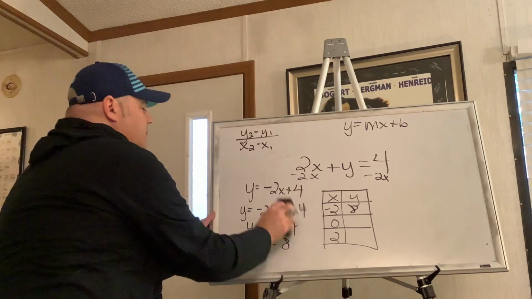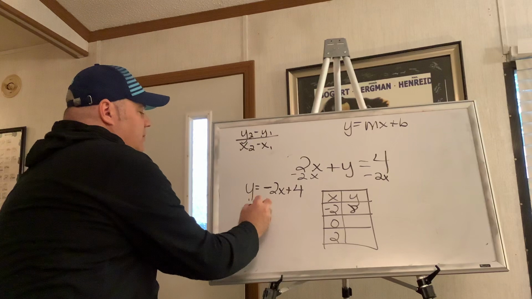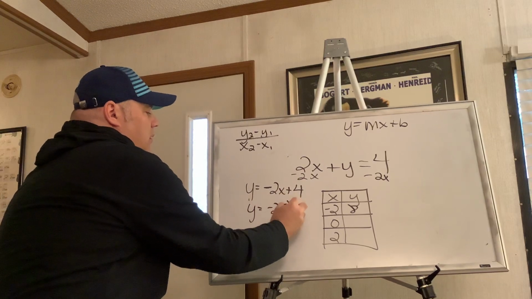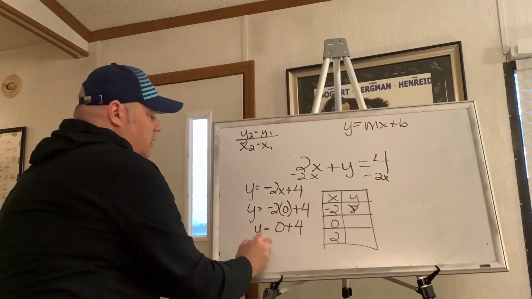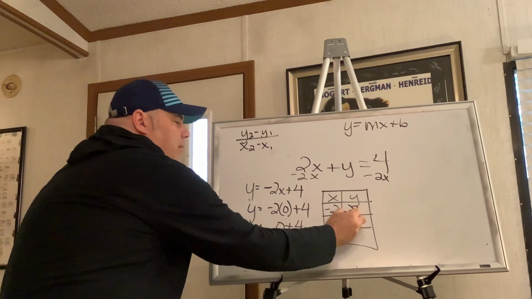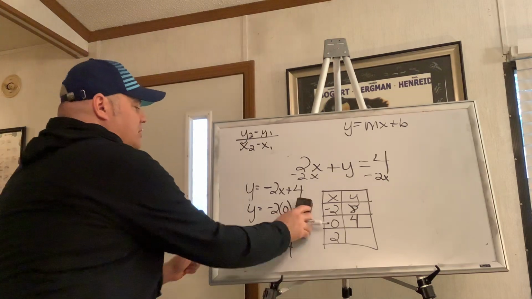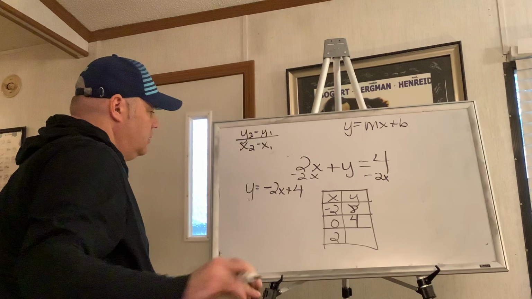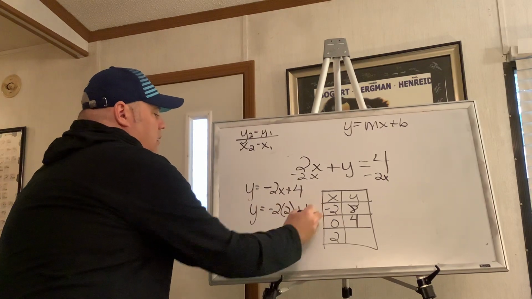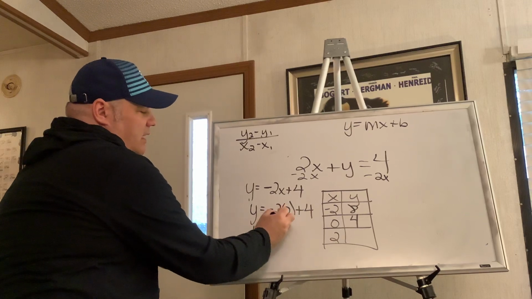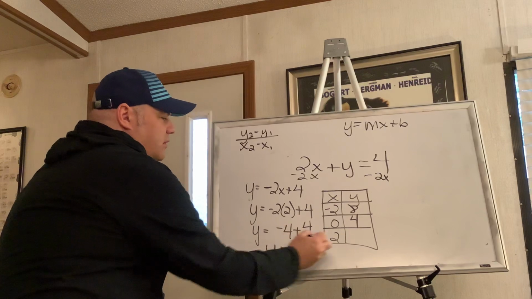Okay, let's plug in 0. Go back to our equation. Plug in 0. Okay, anything times 0 is 0. So 0 plus 4 is 4. Okay. And let's plug in 2. So, y equals -4 plus 4. And so y equals -4 plus 4 is 0.